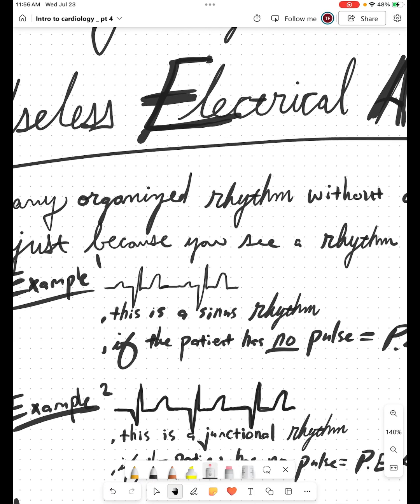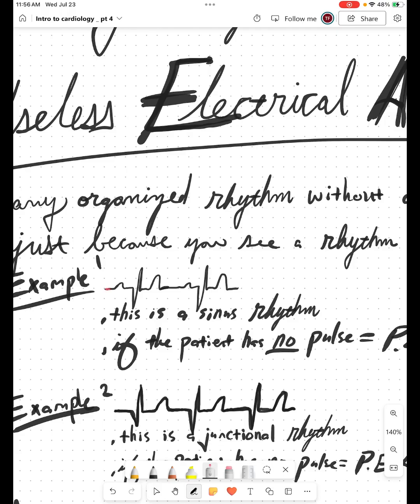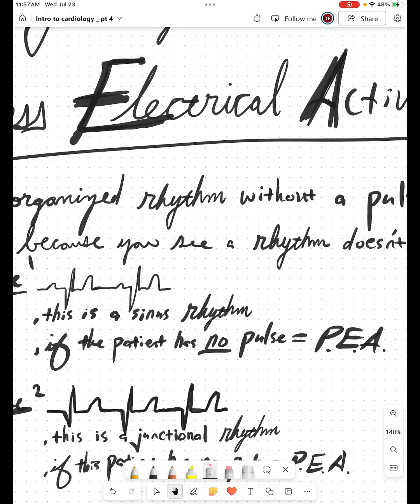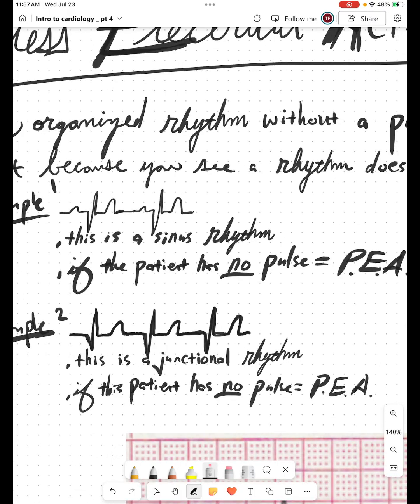So for example, I have a rhythm drawn out here. I got a P wave, QRS, T, P wave, QRS, T. This is a sinus rhythm, but if they have no pulse, that's PEA. Here, I have QRS, T, QRS, T, QRS, T. I have no P waves, which makes it a junctional rhythm, but if they have no pulse, it's PEA.